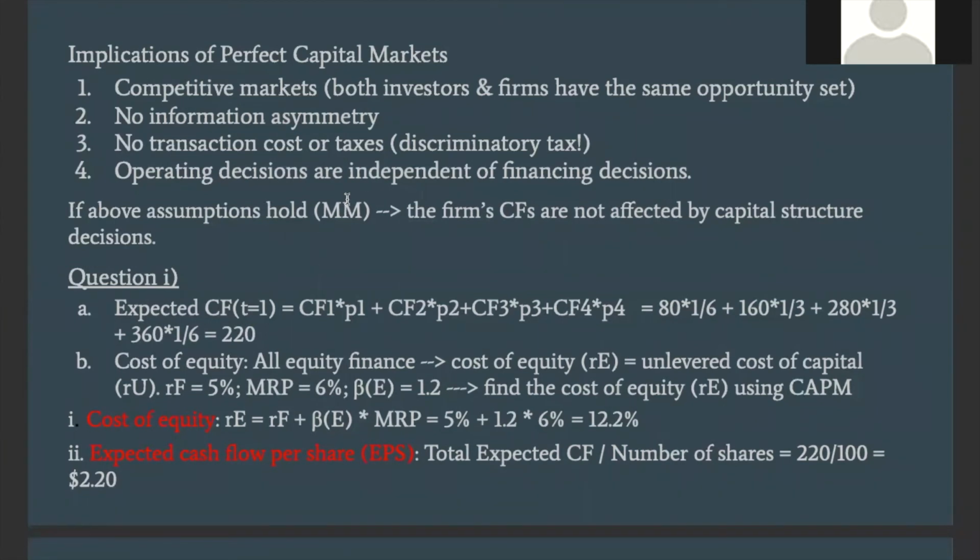So if these 4 assumptions hold, it means that we have a perfect capital market. And if that is true, then the company's cash flows, CF means cash flows, are not affected by capital structure decisions. So this is quite an important point to remember when solving this question, because this is an assumption that you would have to make in order to solve some of the questions asked here.